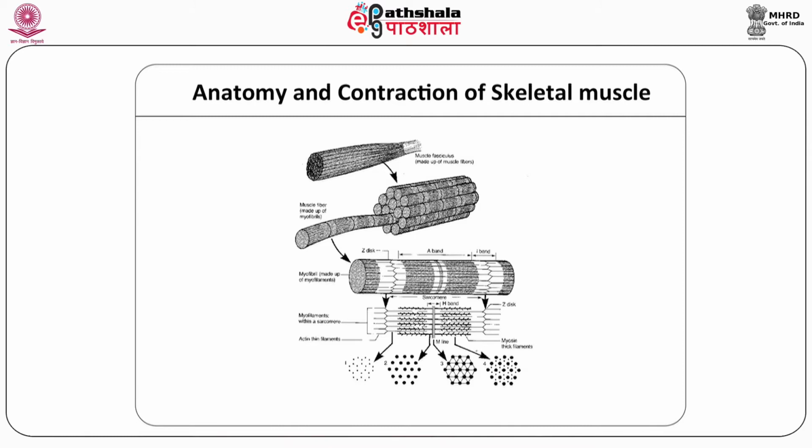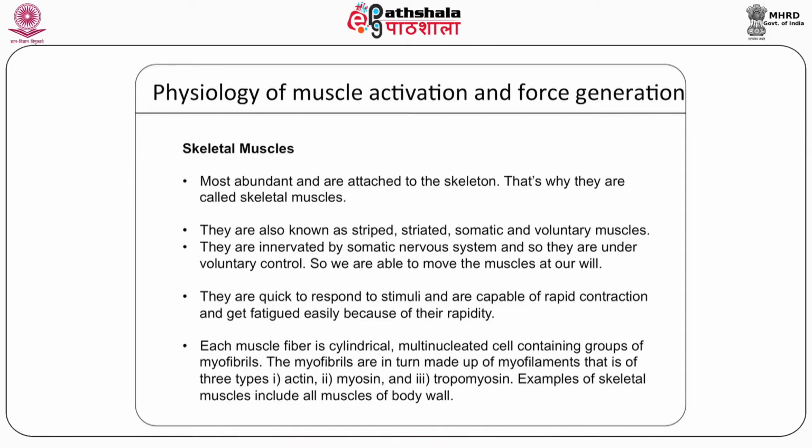Now, figure 1 shows the diagram. The skeletal muscles are the most abundant and are attached to the skeleton. That is why they are called the skeletal muscles. They are also known as striped, striated, somatic and voluntary muscles. They are innervated by the somatic nervous system, so they are under voluntary control. So, we are able to move the muscles at our will.